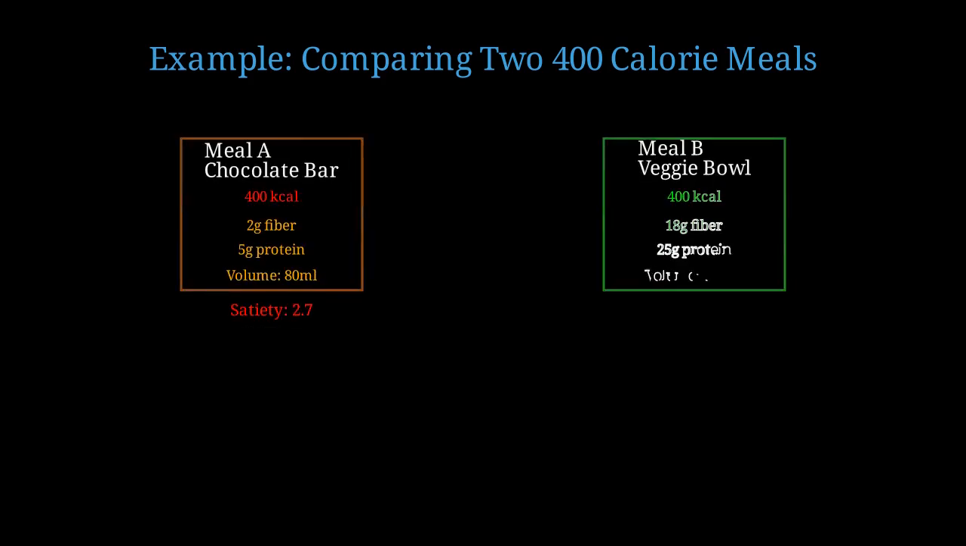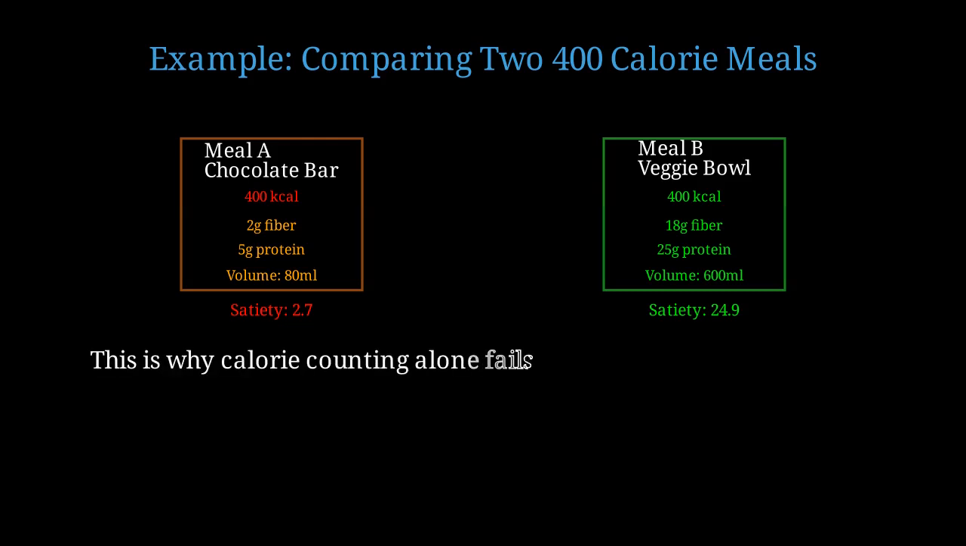Meal A is a chocolate bar, 400 kilocalories, only 2 grams of fiber, 5 grams of protein, tiny volume of 80 milliliters, satiety index of 2.7. Meal B is a large bowl with vegetables, grilled chicken, and beans. Same 400 kilocalories, but 18 grams of fiber, 25 grams of protein, huge volume of 600 milliliters, satiety index of 24.9. That's 9 times more satisfying per calorie.